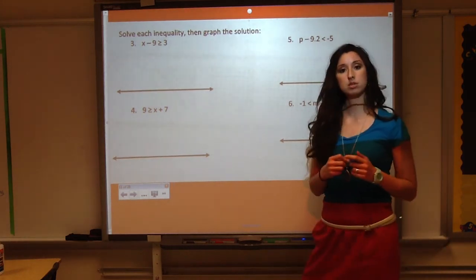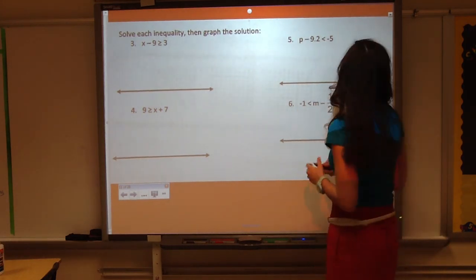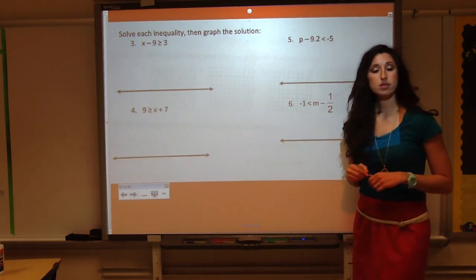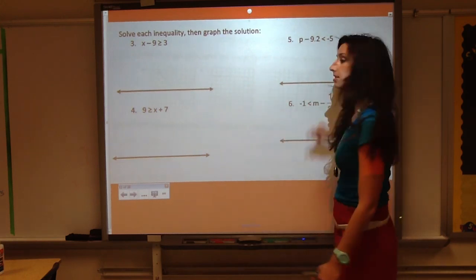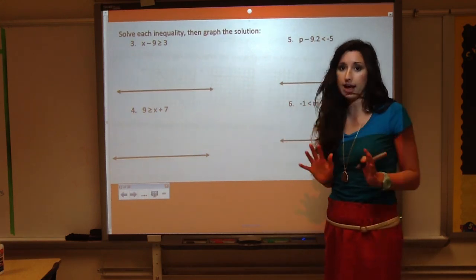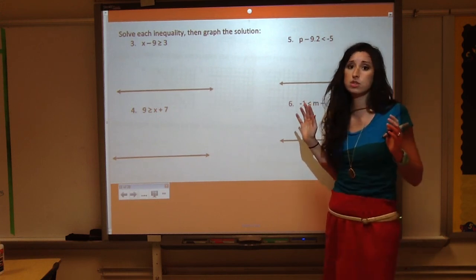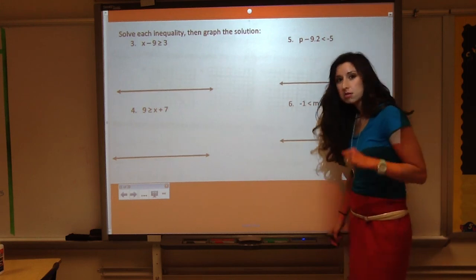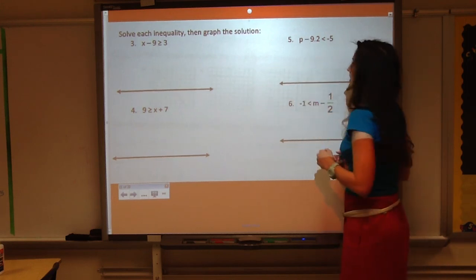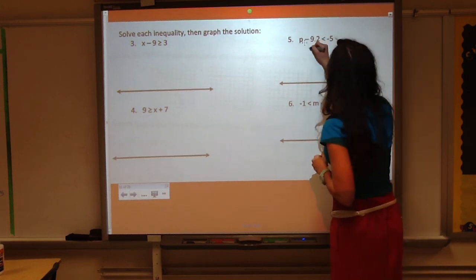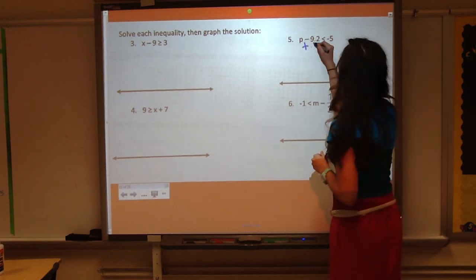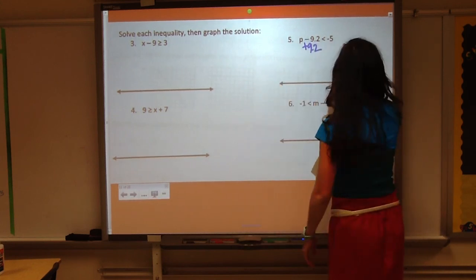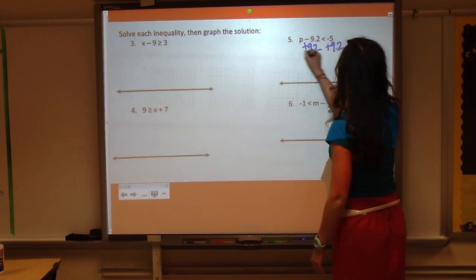So this looks kind of similar to solving equations. We've got a couple of steps we have to do. It says p minus 9.2 is less than -5. Do me a huge favor. Pretend this less than sign is the same thing as equal for right now. Okay, we're just going to pretend it's equal so you don't get confused. So if I have a p minus 9.2, how do I get p by itself? Take the opposite. The opposite of negative means to add, so I'm adding what number? 9.2, which means whatever I do to the left, I have to do to the right. Plus 9.2.